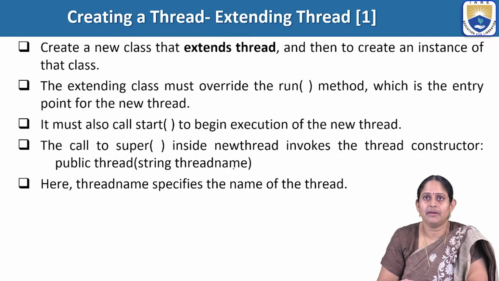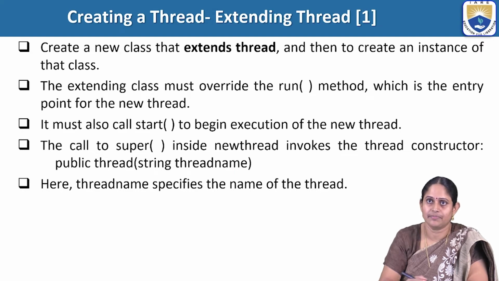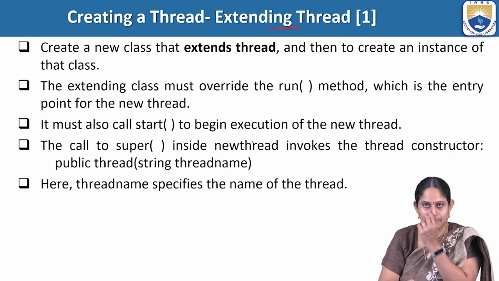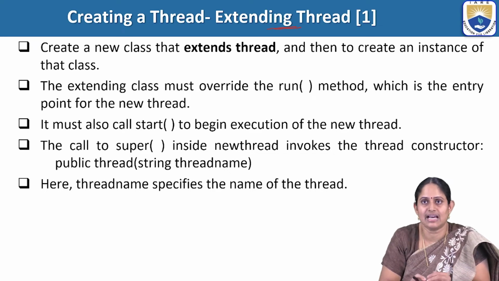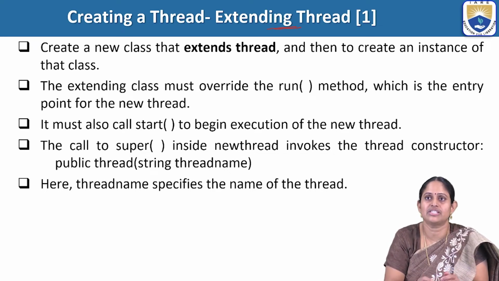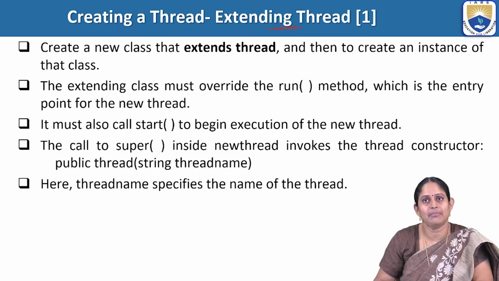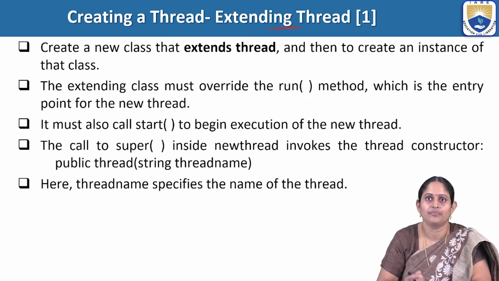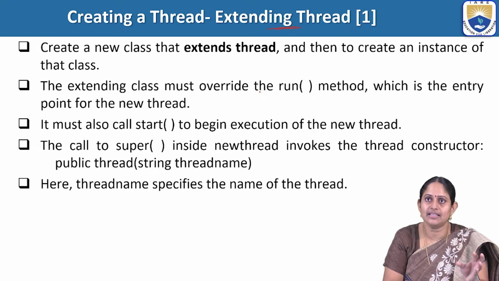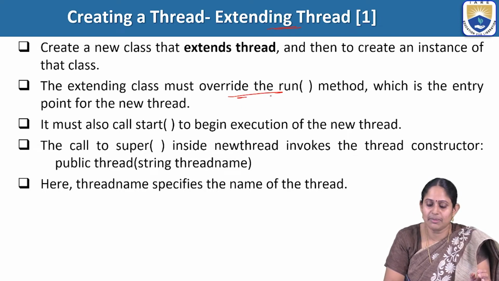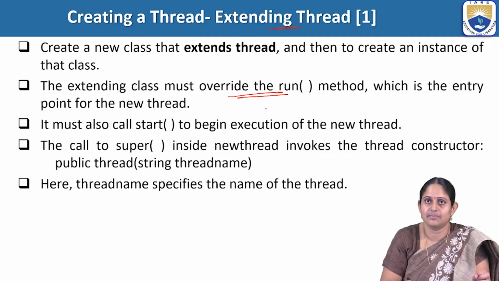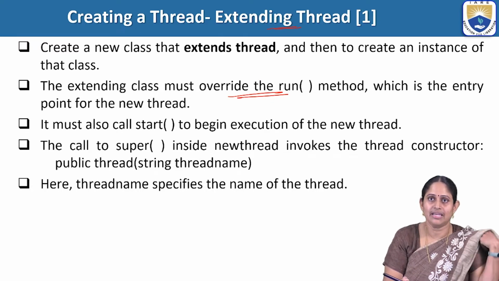Next, another method by which to create a thread is by extending the Thread class. When you are extending the Thread class, you have to again create a new class which will extend Thread, and then implement whatever logic we need. In this case also we must override the run method which is available inside the Thread class. Again the run method is the entry point for execution of any new child thread being created.